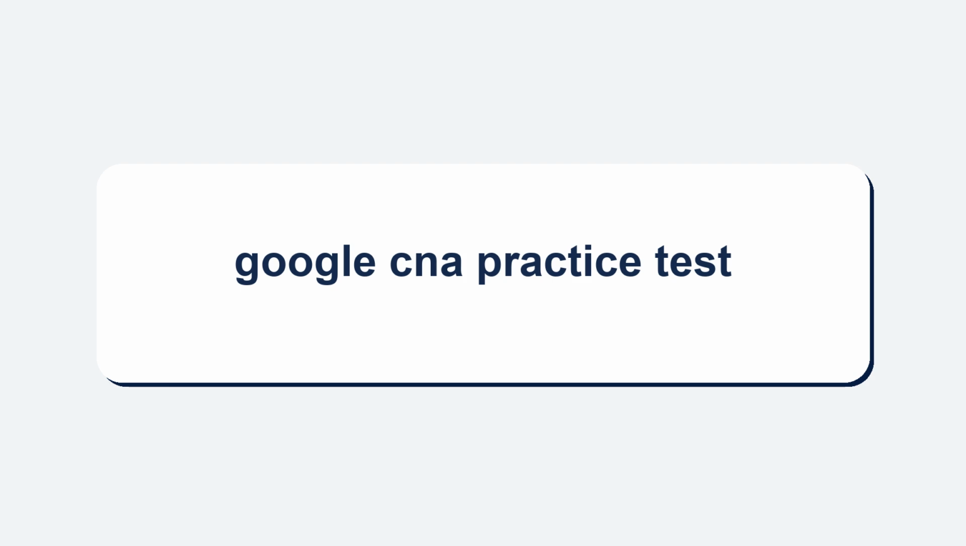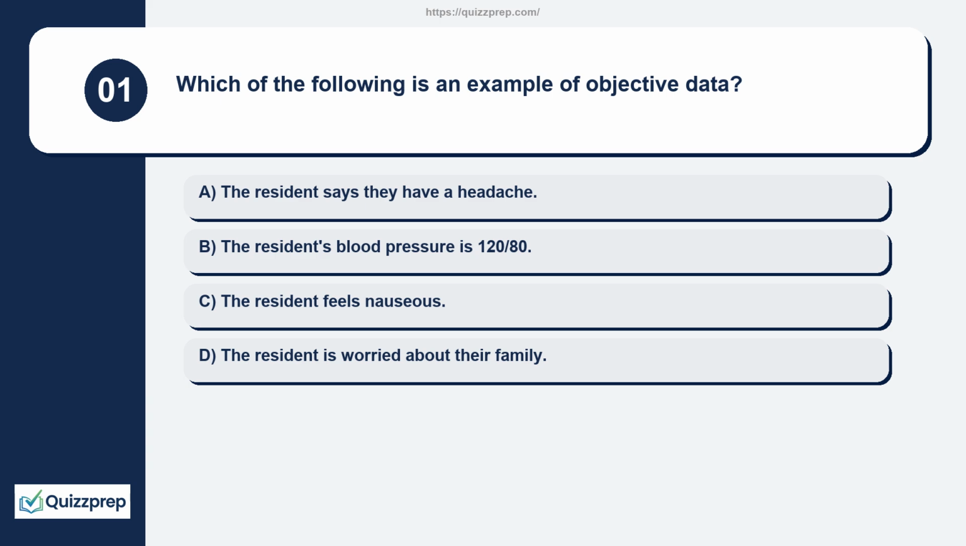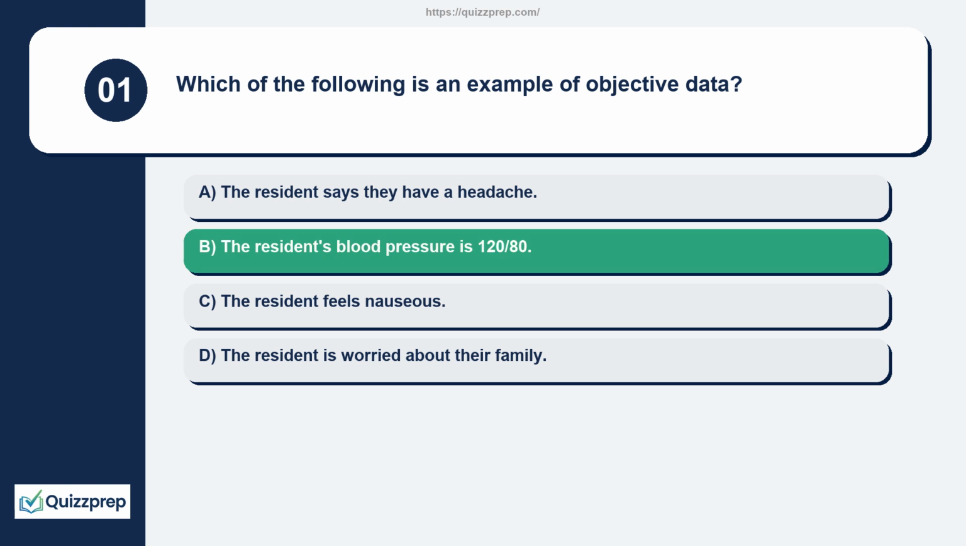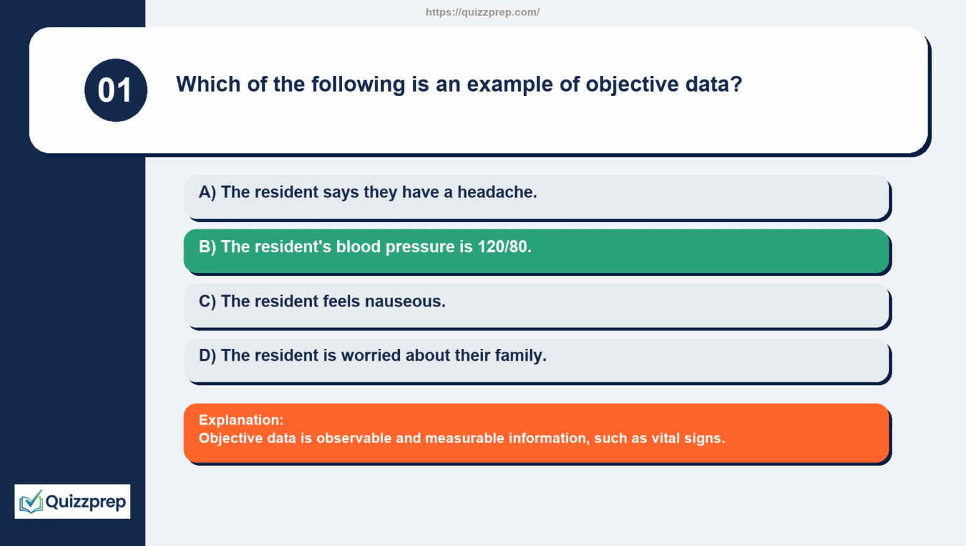Google CNA practice test. Question 1. Which of the following is an example of objective data? The resident says they have a headache. The resident's blood pressure is 120/80. The resident feels nauseous. The resident is worried about their family. Objective data is observable and measurable information, such as vital signs.